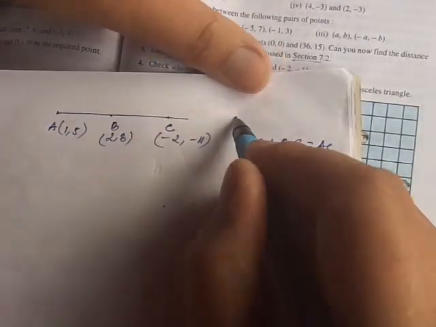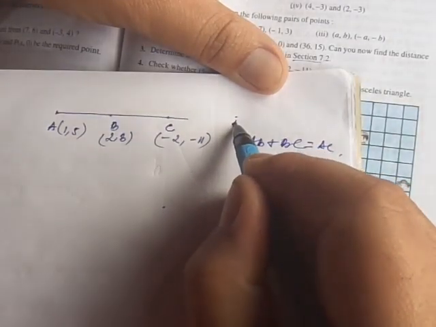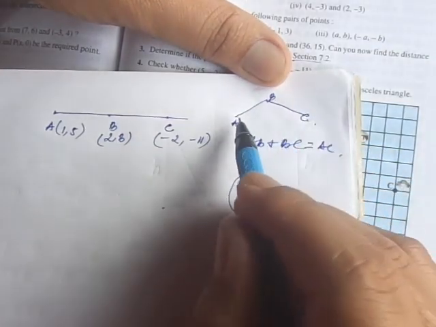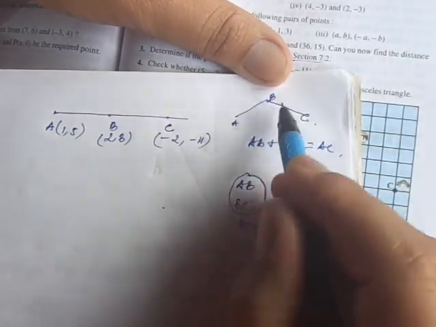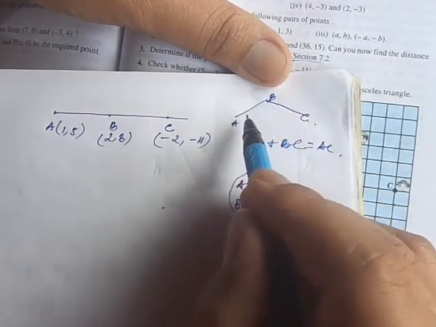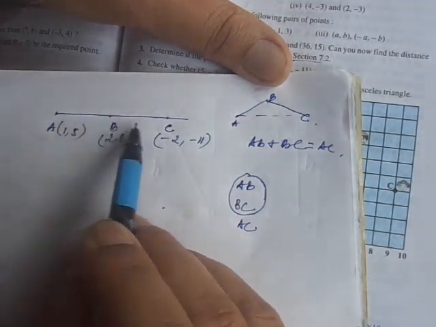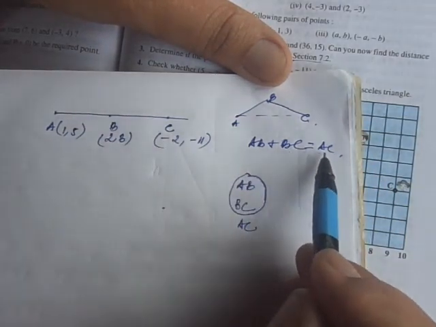For example, A is here. Let's say B is here and C is here. These 3 points are not collinear. So AB plus BC may not be equal to AC because they are not collinear. But if it is a straight line like this, then AB plus BC equals AC.